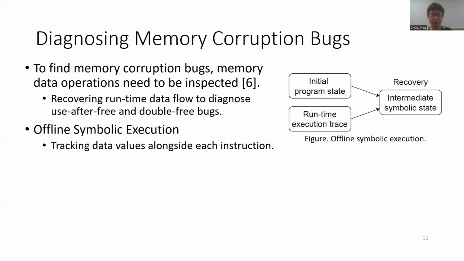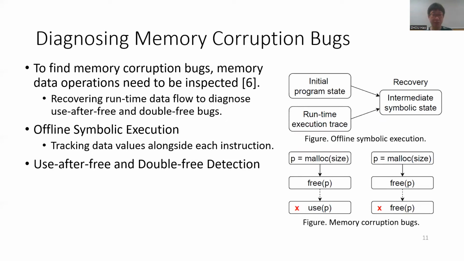Specifically, taking the initial program state, including registers, stack, and heaps obtained by eBPF programs, and the execution trace recorded in ETM, offline symbolic execution recovers the runtime data flow by tracking the data values alongside each instruction in the execution trace. Note that data such as return values of system calls, which cannot be inferred from the initial program state, will be symbolized and then propagated through the execution trace.